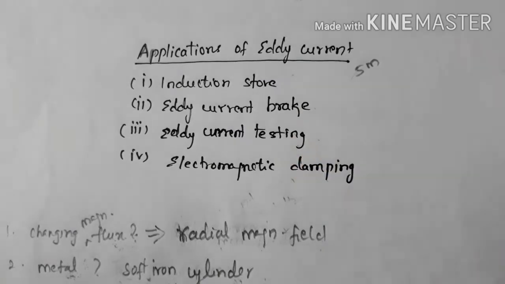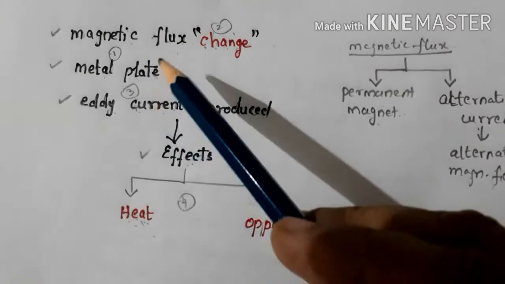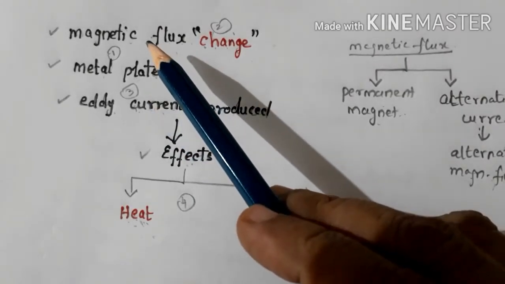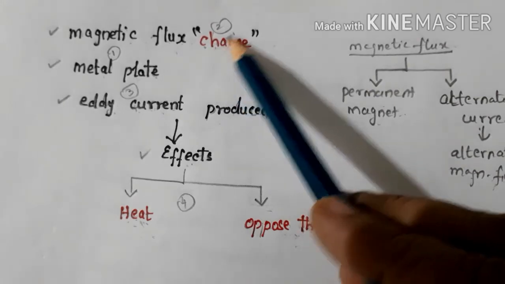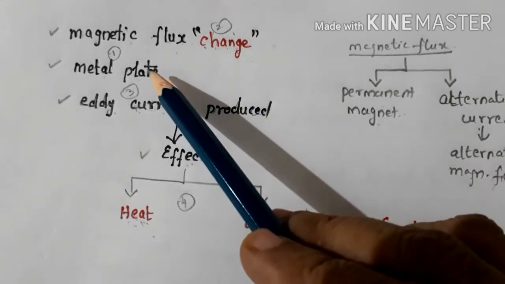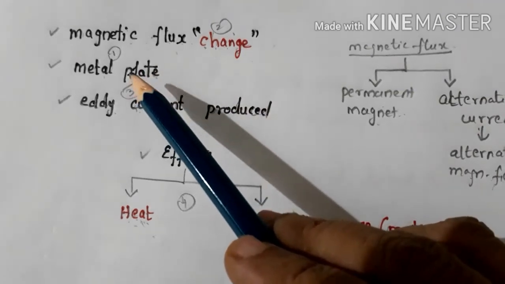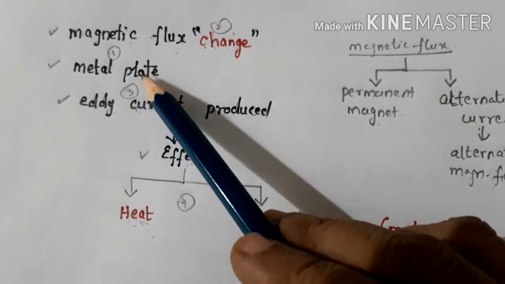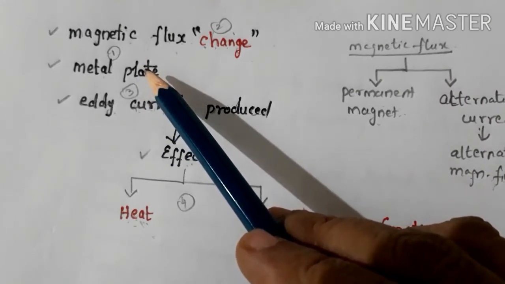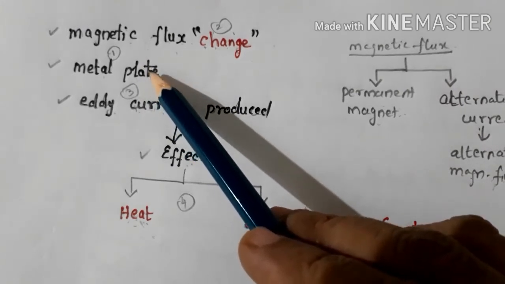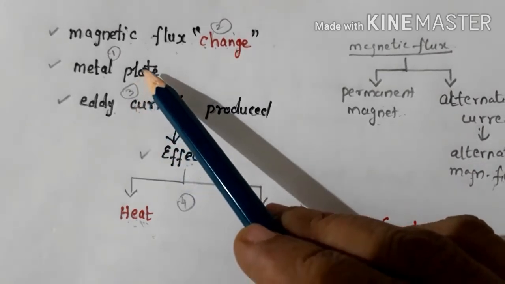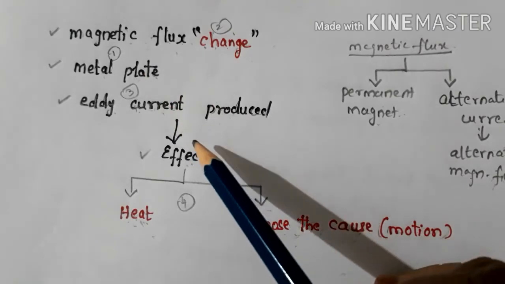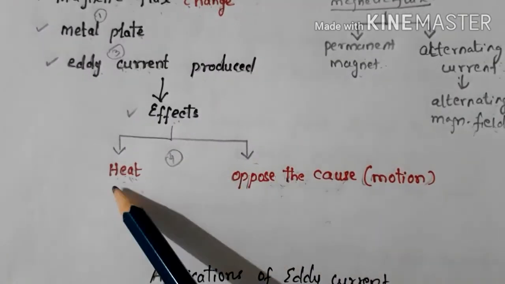Before going to the individual application, you must know certain things, children. In each application, what is the source of the magnetic flux? Change in magnetic flux is produced by the source. And the magnetic flux is linked to whether it is the metal plate or a metal cylinder or a metal disc. You have to get an idea about that. Then for the eddy current, you have to check whether the eddy current is produced in that metal, and the effects of eddy current, either one of the cases you have to apply.